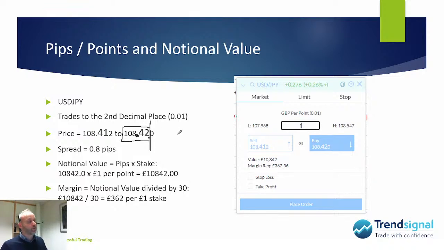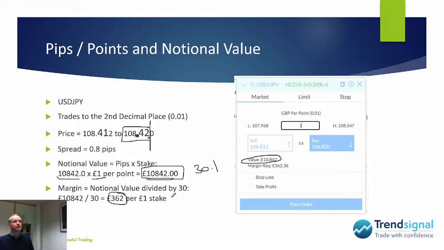So if you wanted to do a pound a point, it would be 10,842.0, times by 1, which means it's a £10,842 position. The notional value is that. Now, if you're going to trade that as a CFD or a spread bet and you're offered 30 to 1 on that, divide that number by 30 and that will tell you the amount of capital that is required in order to place a trade. So at £1 a point, it's roughly £362.